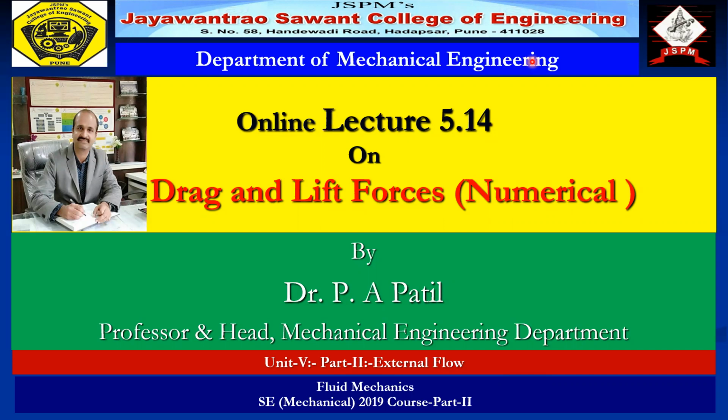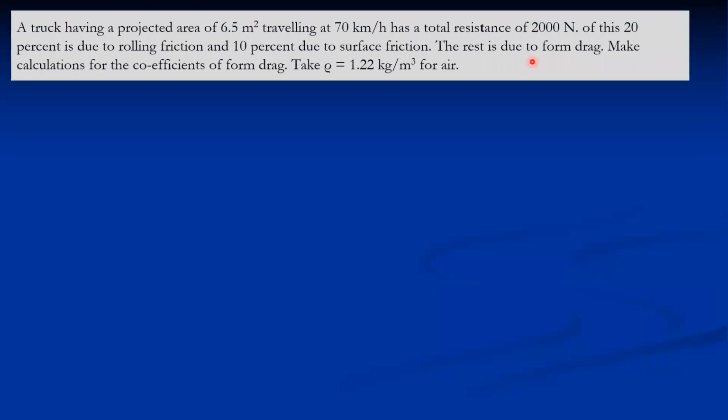This session we are going to discuss the numericals on drag and lift forces. In the previous session we discussed the theory part of drag and lift forces. There are only two expressions associated with drag and lift, the FD and FL expressions: FD = CD times 1/2 rho A U square, and FL = CL times 1/2 rho A U square. So straightaway we solve the numericals.